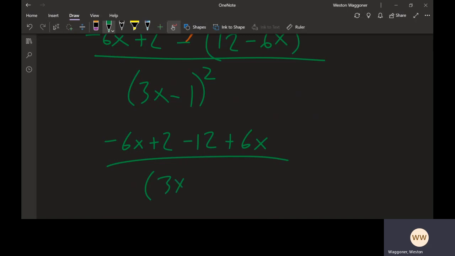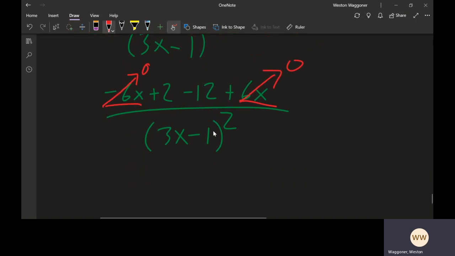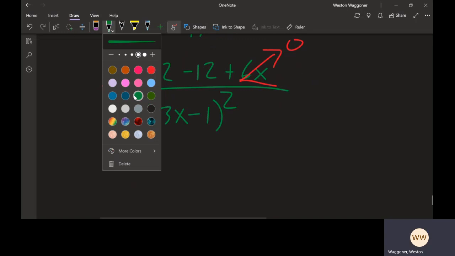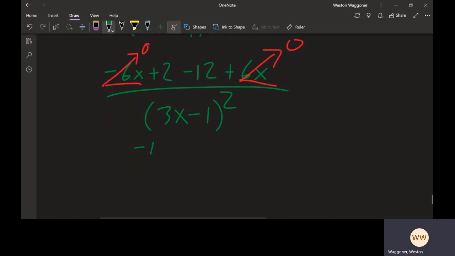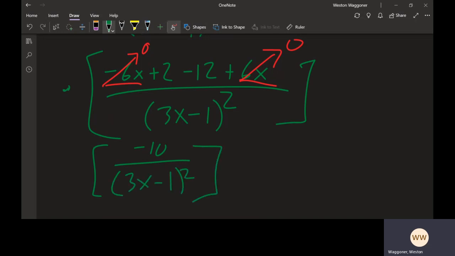And now this is going to be 3x minus 1. Since we have this negative 6x and this positive 6x, these are both going to cancel out to 0. We're going to be left with this 2 minus 12, so it's going to give us negative 10. So we're going to have negative 10 over this. Again, we are going to be multiplying this by whatever we have on this side. Looking good. This one wasn't too bad.